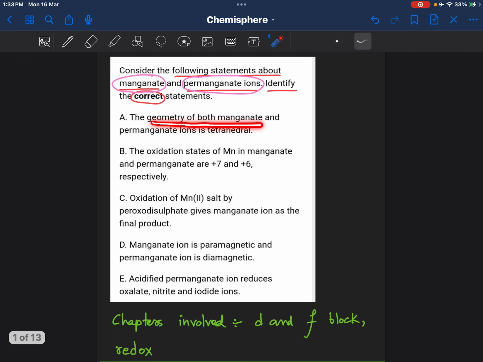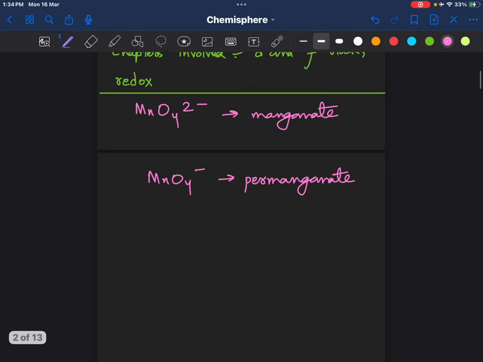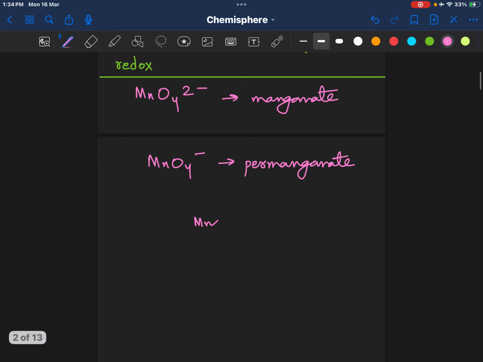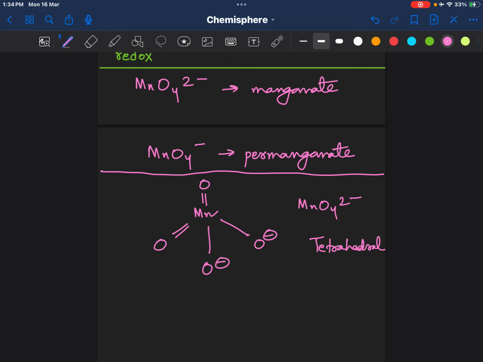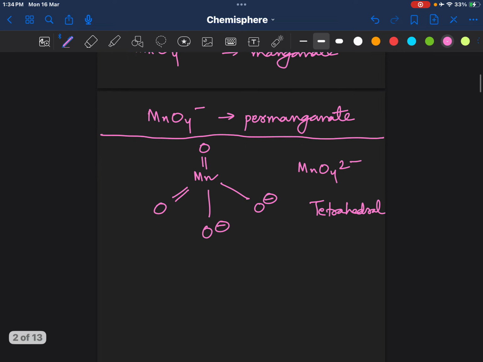The geometry of both manganate and permanganate ions is tetrahedral. The structure of manganate ion is like this: Mn double bond O, single bond O minus, single bond O minus. This is MnO4 2 minus, and it is tetrahedral. You can see there are 4 bond pairs and no lone pairs. For geometry, we just need to know how many bond pairs are there, so it is tetrahedral.